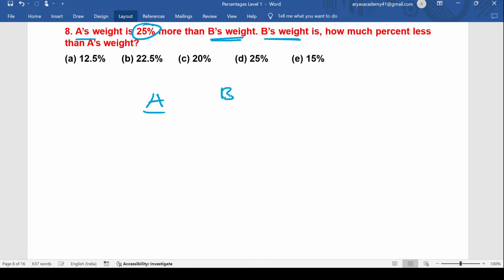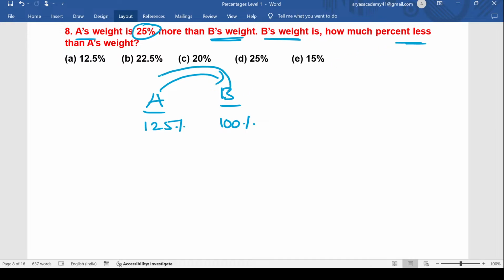Initially, A is being compared to whom? B. A's weight is 25% more than B. So A is being compared to B. So initially B is the reference point, so it will be taken as 100%. And what is the value of A? Value of A is 25% more, hence it becomes 125.